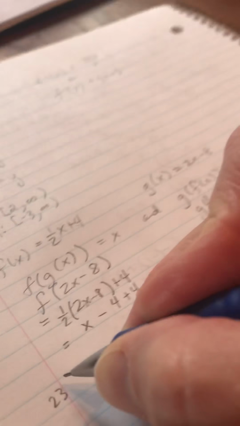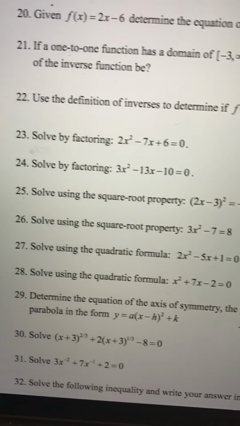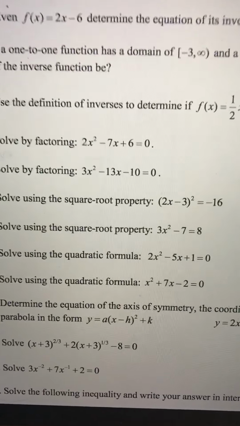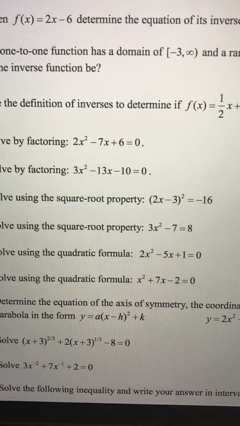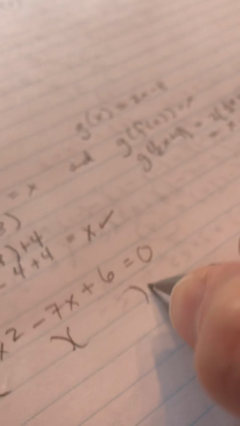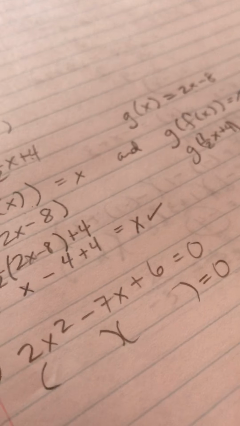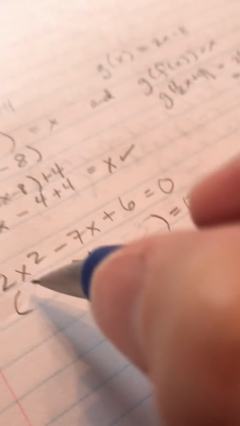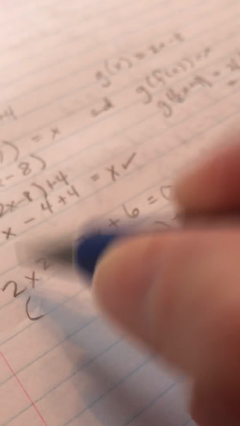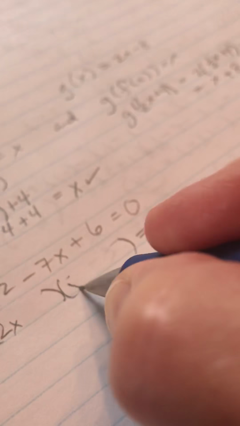All right, number 23. Solve by factoring. 2x squared minus 7x plus 6 equals 0. All right, so this should factor. First, you make sure that it's set equal to 0 like it is. Set up your parentheses. Basically, we want to unfoil this. So the first terms have to multiply together to give you 2x squared. So they have to be 2x and x.